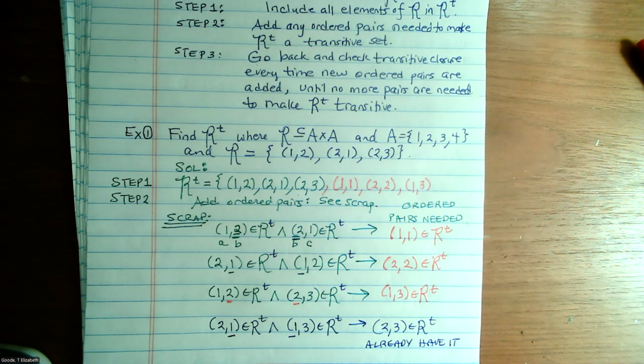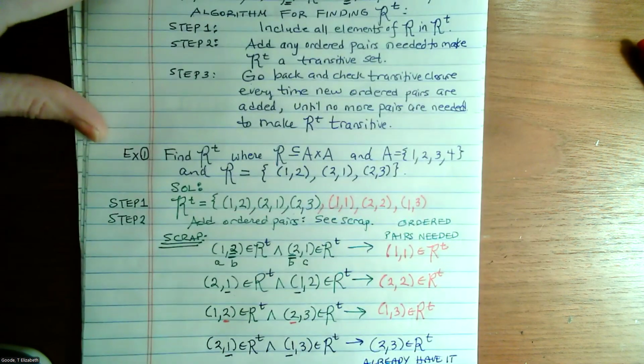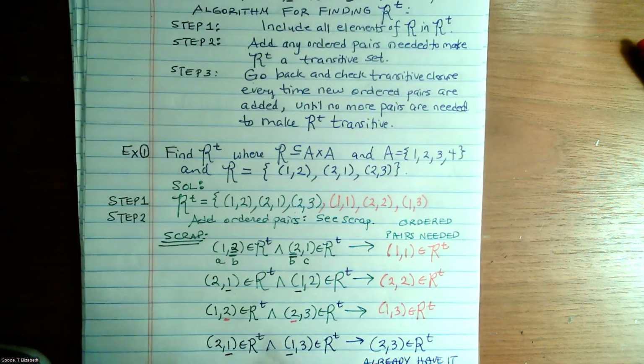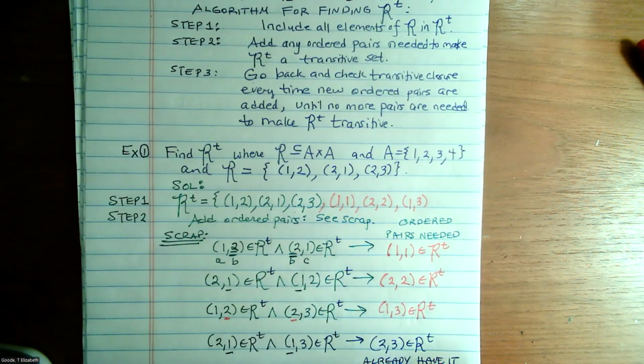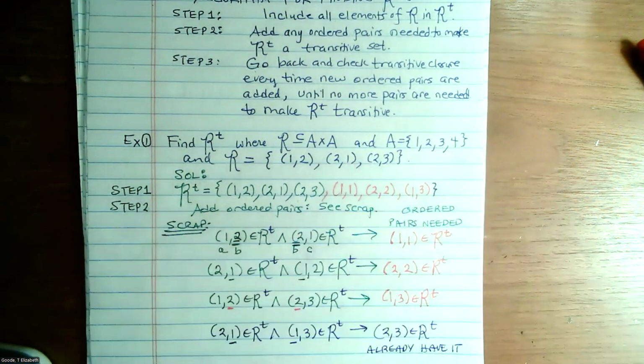Can you see any other ordered pairs that we need to make this a transitive relation? We don't want to add anything we don't need. Like you could throw all the elements of A cross A into RT. It would surely be transitive, but it wouldn't be the transitive closure because that's got to be the smallest set that we can build, starting with R, that winds up being transitive. And I think that's it. I think we're done.